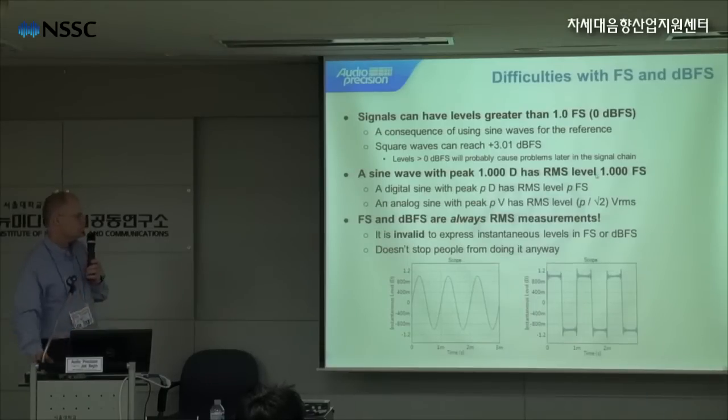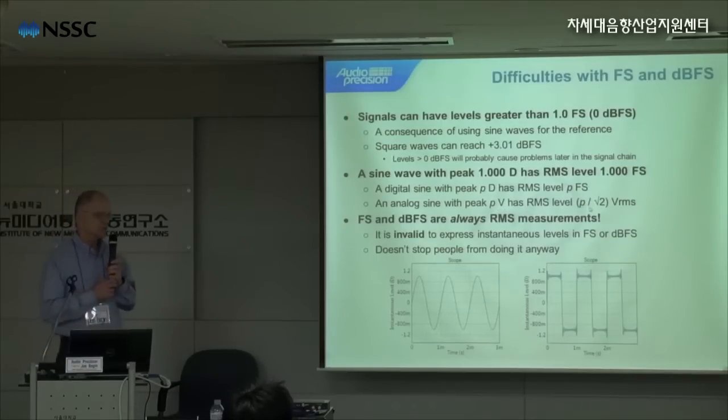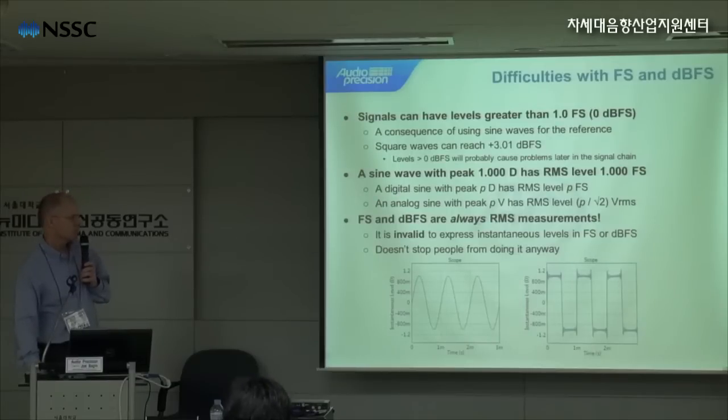A sine wave with a peak value of 1.0 D has an RMS level of 1.0 FS. So a digital sine with peak P units of D has an RMS level of P FS, but an analog sine with a value of P volts has an RMS level of P divided by the square root of 2 volts RMS. And that was the gotcha that I was referring to earlier. We keep getting customers calling in and saying, your RMS calculation is wrong because I analyzed the FFT and I come up with a value that's different by 3.01 dB. And of course it's because of this convention.